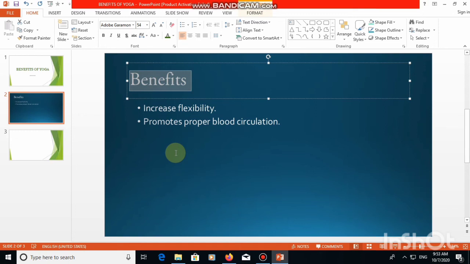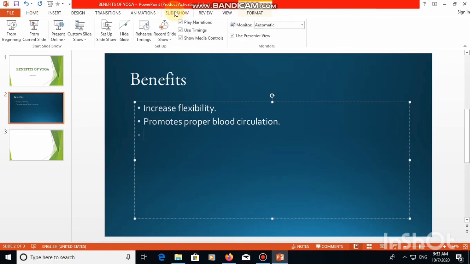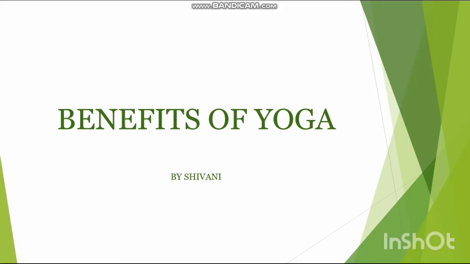save your presentation. Now after creating a presentation, we need to see the slideshow also. So for showing the slideshow, we need to go to the slideshow tab in the ribbon and then click on the from beginning. Here you can see the slideshow.